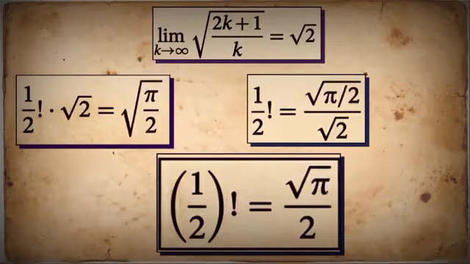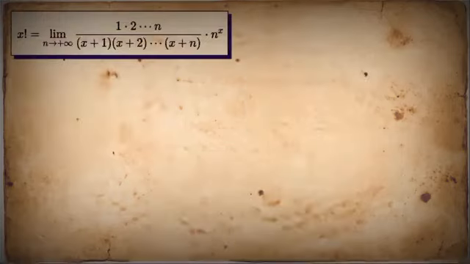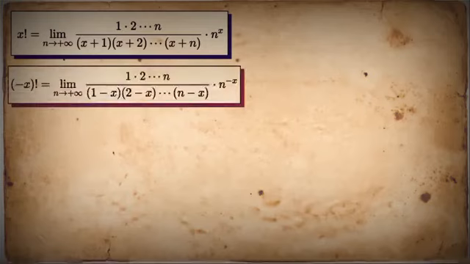Let us look at Gauss's formula once more and observe what happens when we multiply the factorial of x by the factorial of negative x. Gauss's formula applies to any real input, including negative x. We write the formula for x factorial, with n to the x in the numerator and factors x plus 1 through x plus n in the denominator. We also write the formula for the factorial of negative x, with n to the negative x in the numerator and factors 1 minus x through n minus x in the denominator.